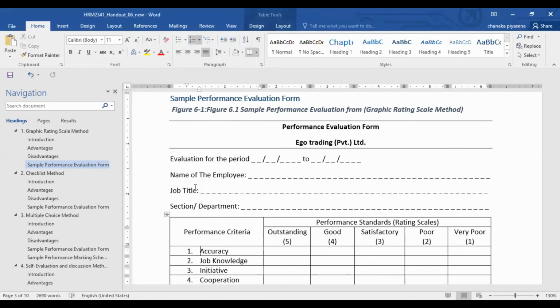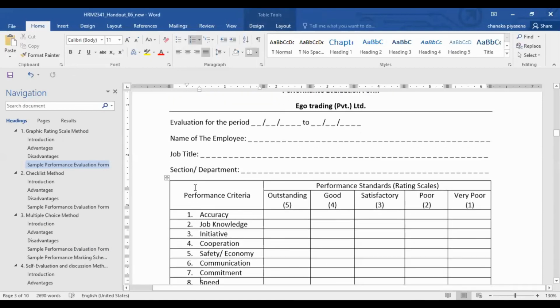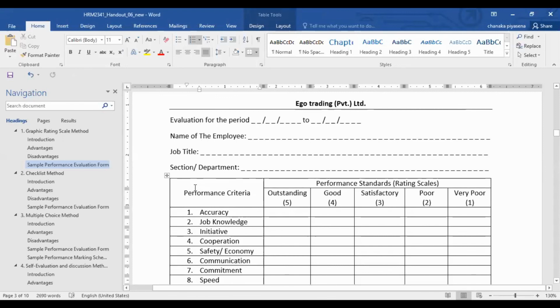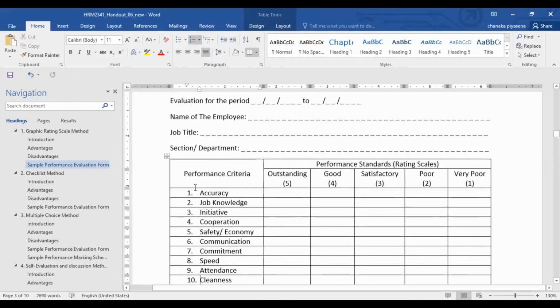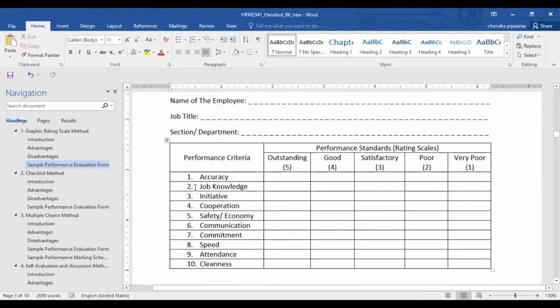In this performance evaluation form, there is accuracy, job knowledge, initiative, cooperation, safety, economy, communication, commitment, speed, attendance, clearness. Likewise, there are 10 here. According to this graphic rating scale performance evaluation form, there are 10 performance evaluation criteria. On the scales, there are 5 ratings, starting from outstanding performance, good, satisfactory, poor, and very poor.